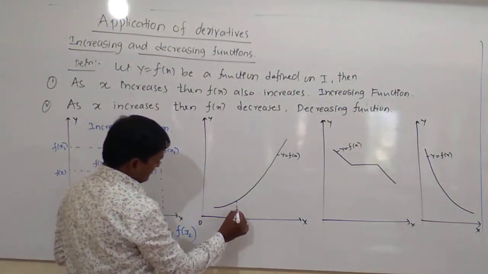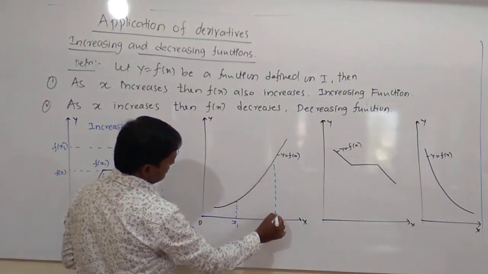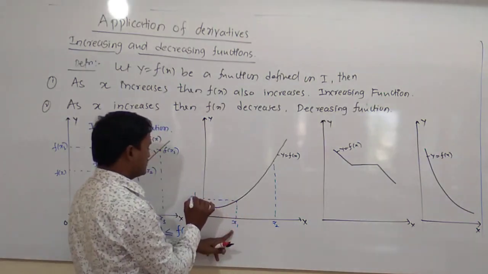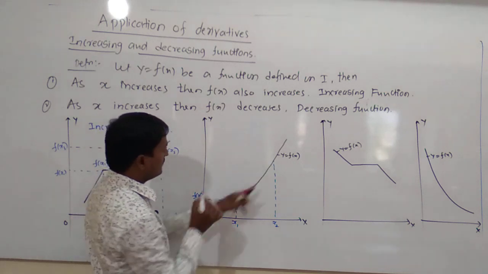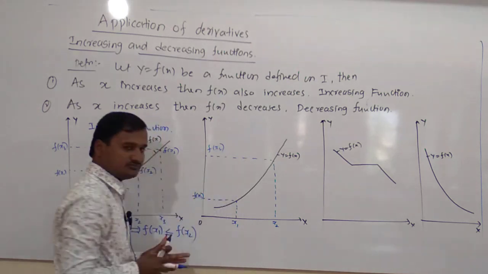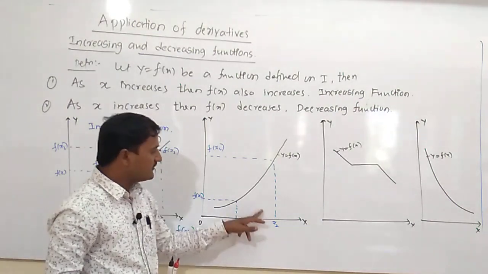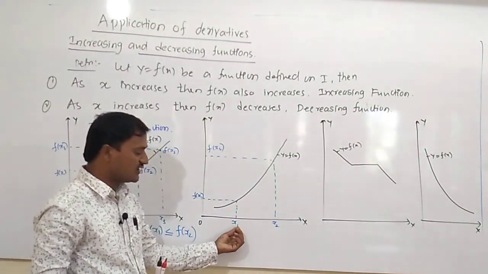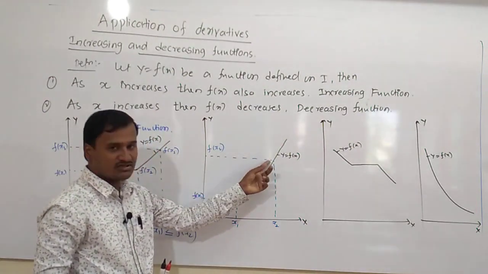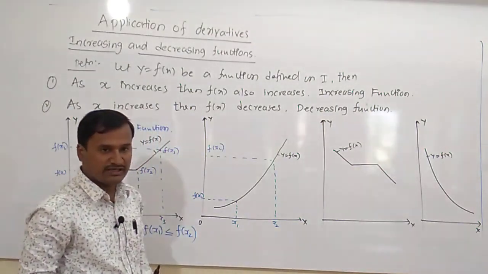Here let us see some of the points. Here I will call this x1 and here I will call this x2. For x1 you have the corresponding value, this is called f of x1, and for this you have the functional value, that is f of x2. Okay, so here you should observe that as x increases, f of x also increases. So here x1 and f of x1, here x2 and f of x2. So it means that as x increases, f of x also increases.